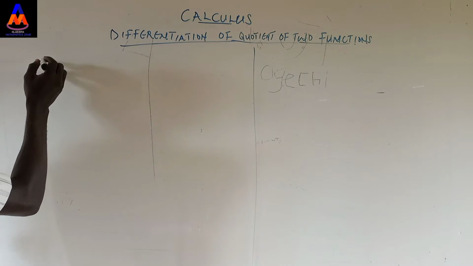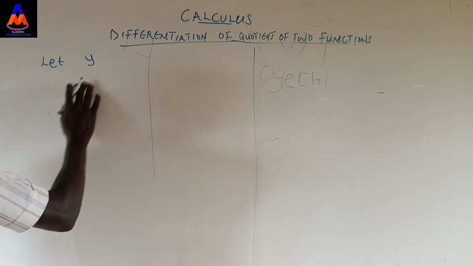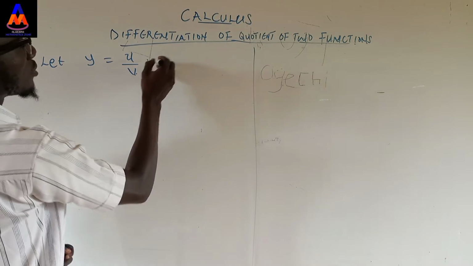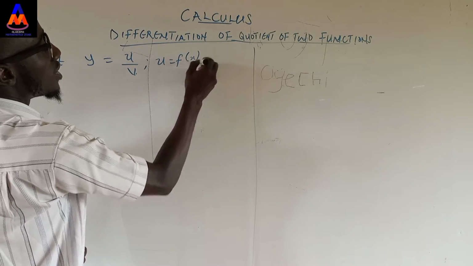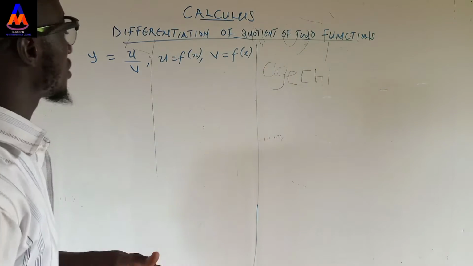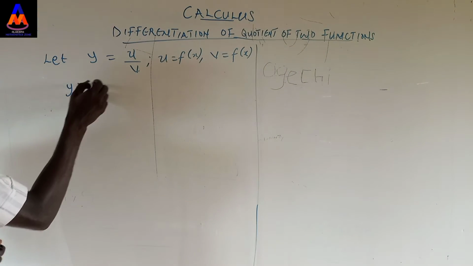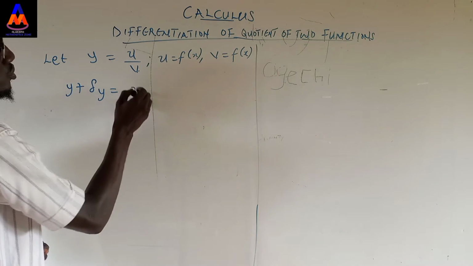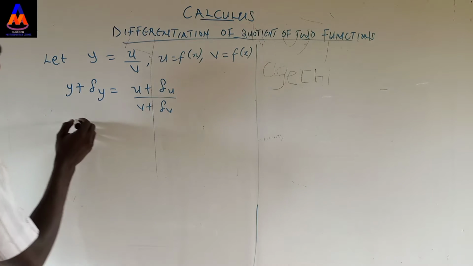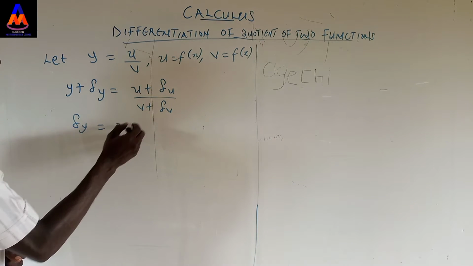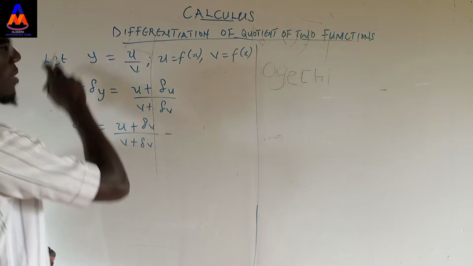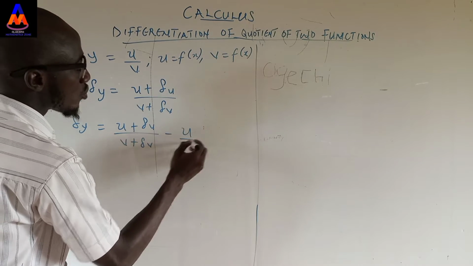So let's assume that y equals u over v, and u depends on x. Likewise, v depends on x. Using the same approach we used in establishing the product rule, y plus change in y is equal to u plus change in u, all over v plus change in v. Then my change in y, standing alone, is u plus change in u all over v plus change in v, minus my y carried to the other side, that is u over v.